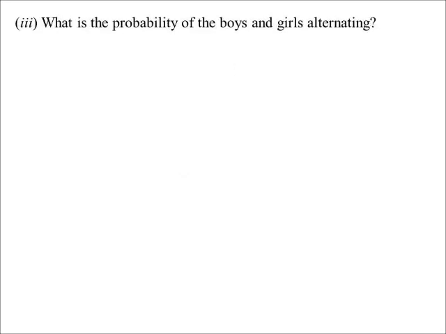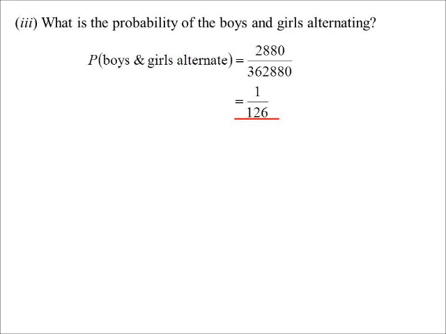Which then, again, leads to the whole point of this. What's the probability of the boys and girls alternating? Well, it'll be 2,880 out of 362,880. 1 in 126 ways of that happening.